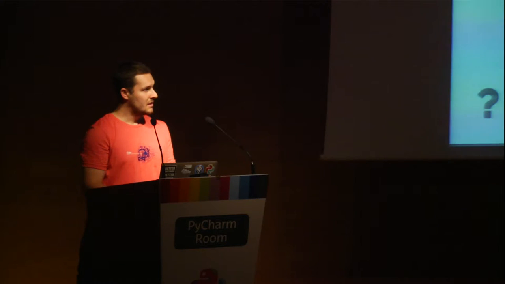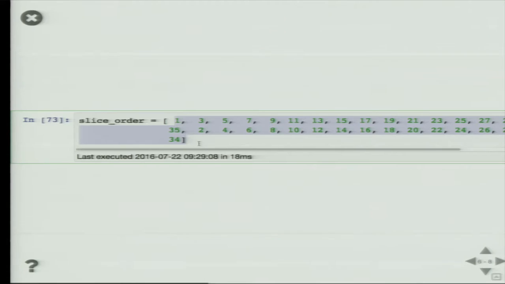And so this is dependent on the scanner. So for example, for this type of image, the slice order is like this. So it's alternating. First it does the odd slices, and then the even ones, and it alternates.